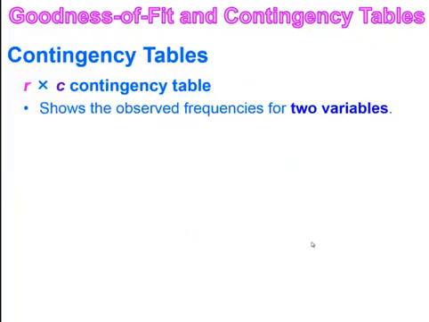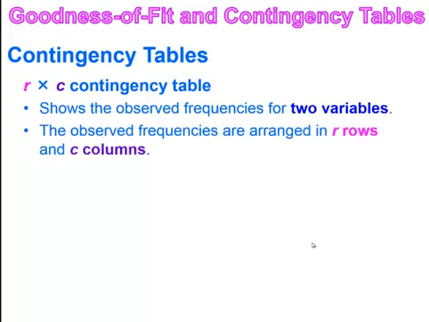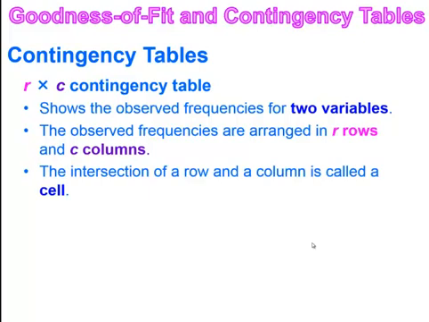So now we're going to work with contingency tables. And contingency tables have rows and columns. And it shows the observed frequency for two variables. The observed frequency are arranged in rows and columns. So rows will be denoted with R and columns will be denoted as C. The intersection of the rows and columns is called a cell.